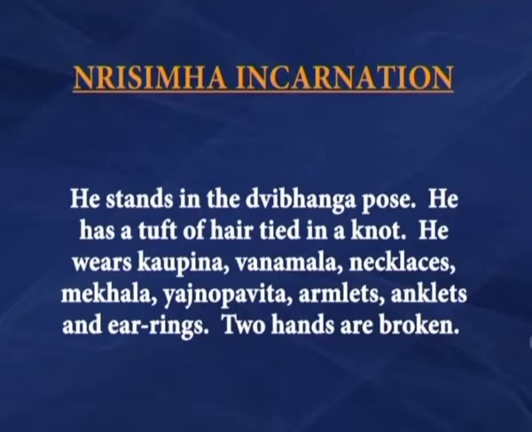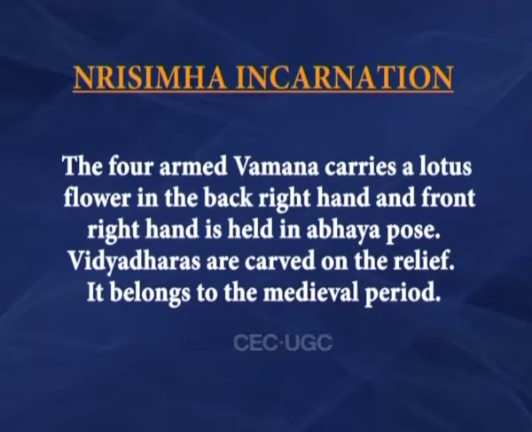One interesting image from Garhwa Fort, Allahabad, is in a boyish look. He stands in the Dvibhanga pose. He has a tuft of hair tied in a knot. He wears kaupina, vanamala, necklaces, mekhala, yajnopavita, armlets, anklets and earrings. Two hands are broken. The four-armed Vamana carries a lotus flower in the back right hand and the front right hand is held in Abhaya pose. Vidyadharas are carved on the leaf. It belongs to the medieval period.